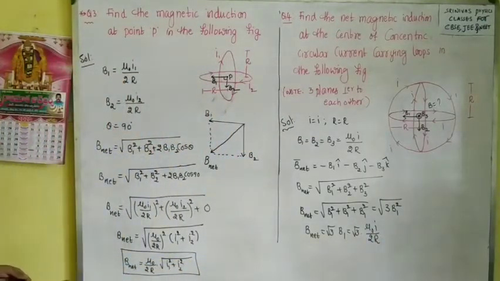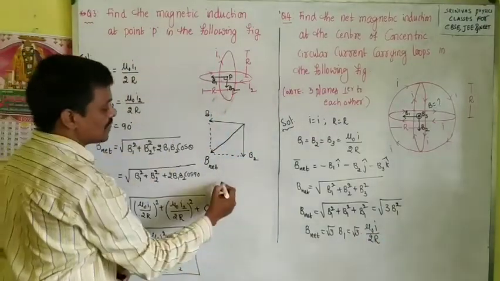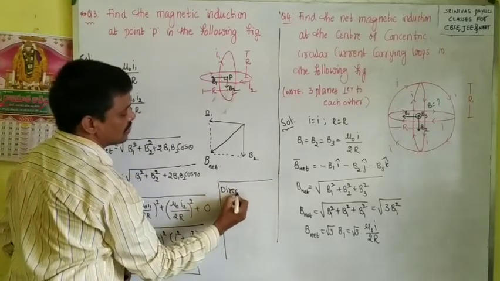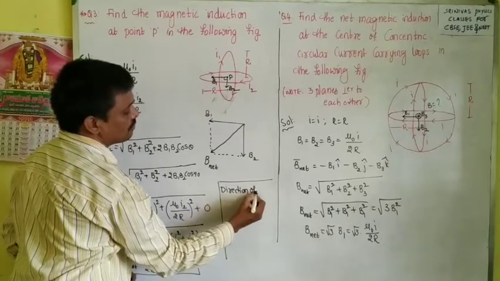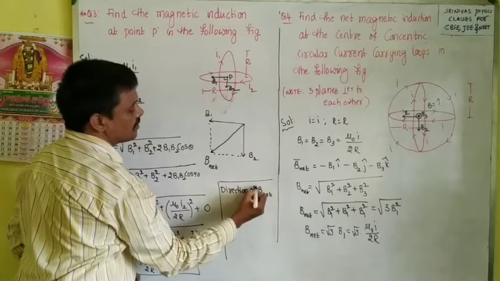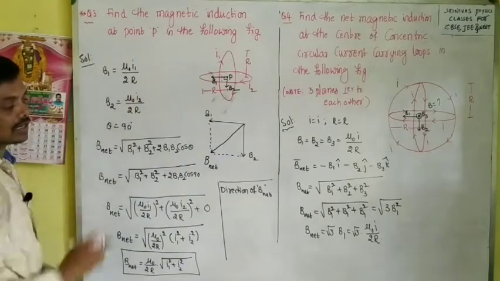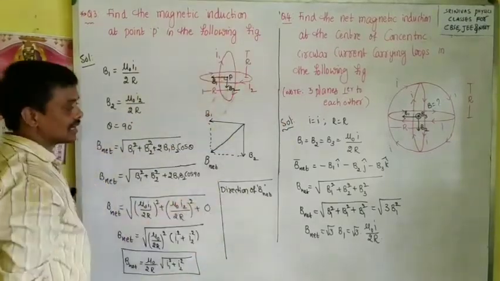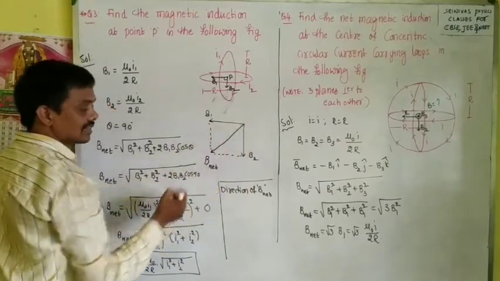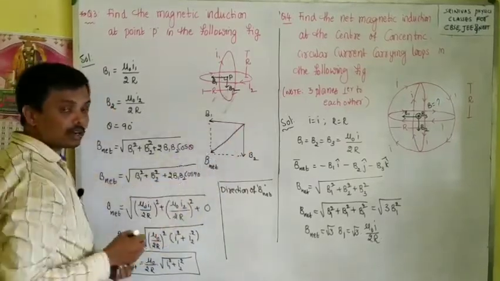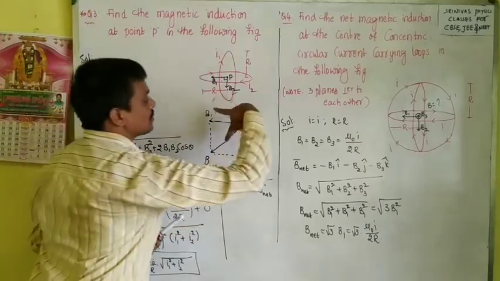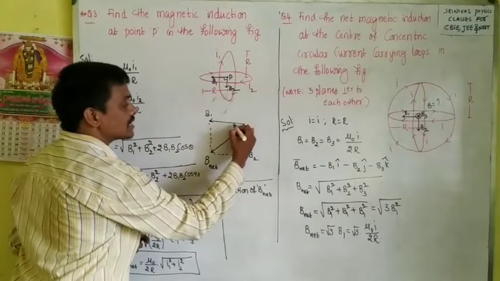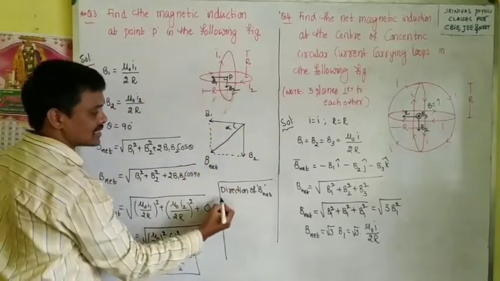In the third problem I will tell some more extra information: the direction of the net field. Question number 4 is completed. Question number 3, I want the direction of the net magnetic induction. The net magnetic induction is along this, in the middle, according to the parallelogram law. If two vectors are represented by two sides, then the resultant is along the diagonal. Then the resultant makes some angle alpha with the x-axis.